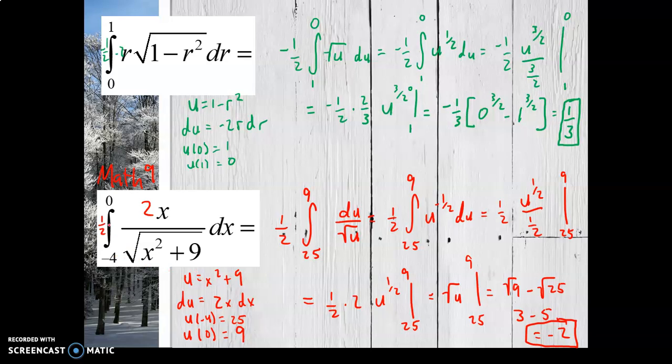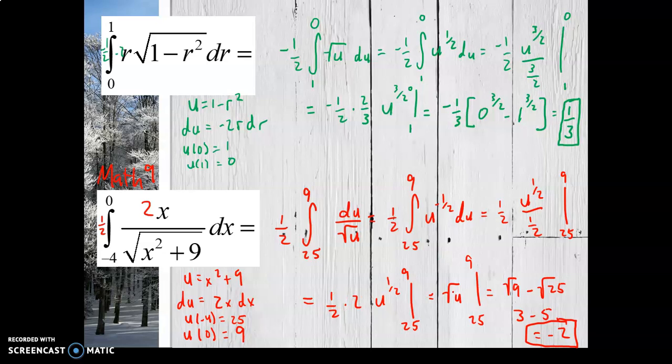When I plug in -4 and 0 into my u function, I get 25 and 9. 25 goes on the bottom, 9 goes on the top. This would become du over root u, so that's u to the -1/2. So when I take the integral, it becomes u to the +1/2 divided by half. This half and this half end up canceling out.